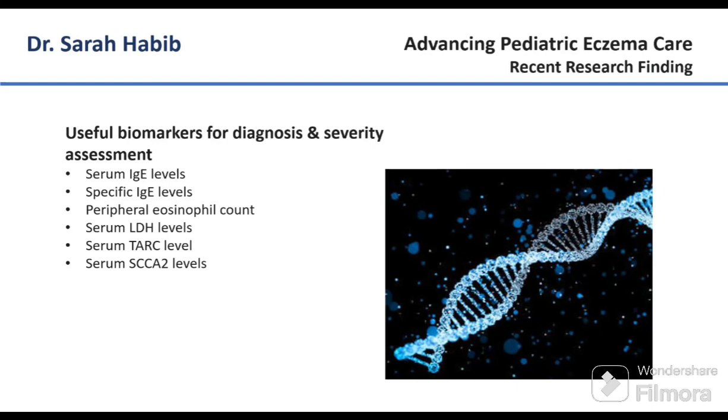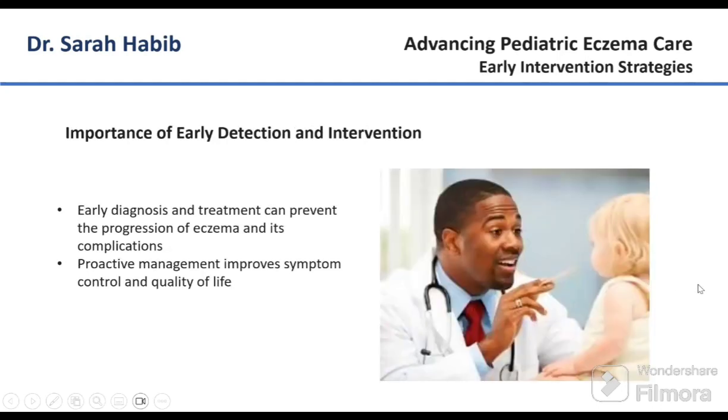Then there's serum TARC levels, which is thymus and activation regulation chemokine. It reflects disease progression more than serum IgE levels, LDH and eosinophils count as well. Then again, a very, very specialized test is squamous cell carcinoma antigen levels. It sharply reflects the disease progression. These are very advanced tests for the exact diagnosis and disease progression.